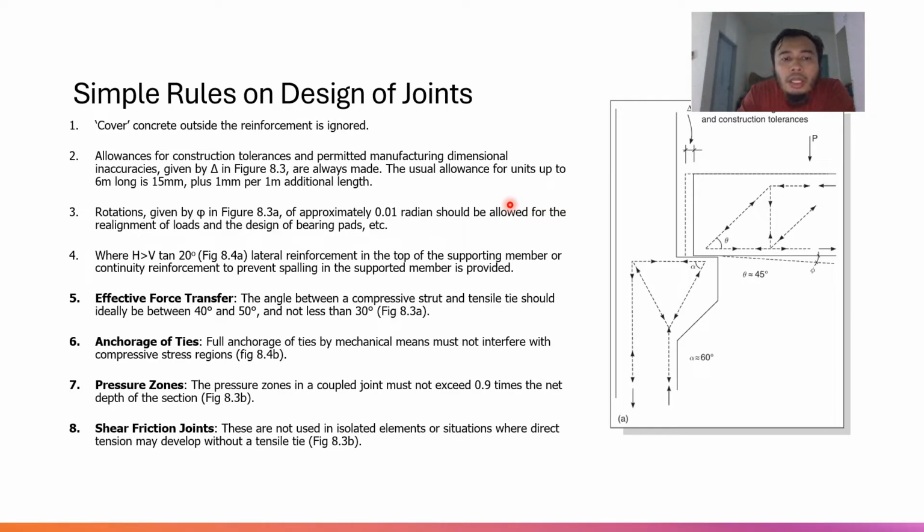For effective force transfer, the angle theta should be not less than 30. It should not be slanted more, but more than 30. So there's load being transferred from here to your core bell, for example in this photo. Anchorage of ties: full anchorage of ties by mechanical means must not interfere with compressive stress regions. And the pressure zones in coupled joints must be 0.9 times the net depth of section. So pressure zones 0.9 B.